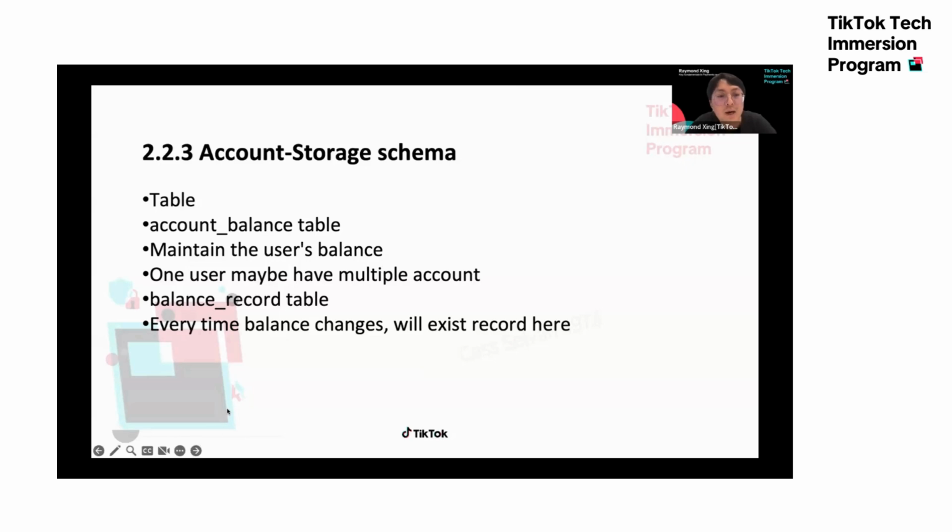Another part is the balance record table. How to understand this part? Let's say I transfer coins to the host. We need to write down the record in our database. If there is no record, how do we know what coins you spent? How do we know how much money the host earned? So this is another key table. Account balance and balance record, these two tables are very important. Next slide, please.